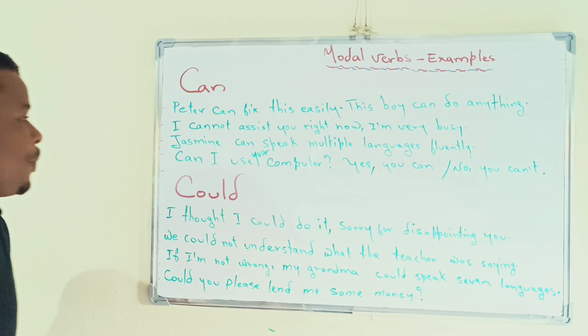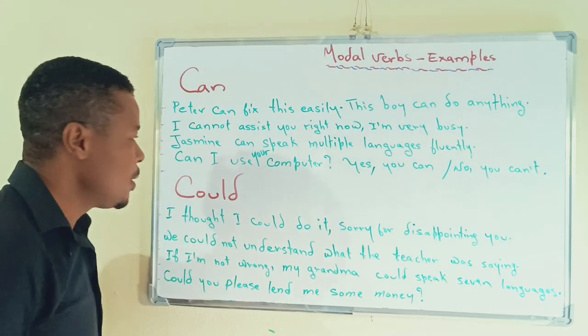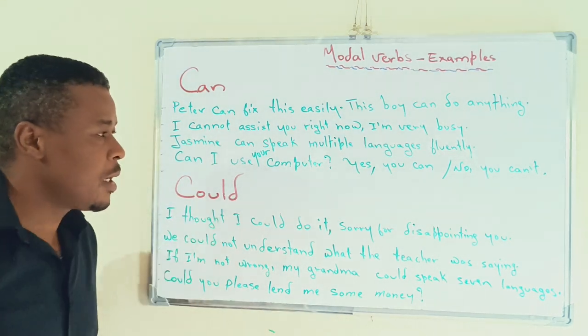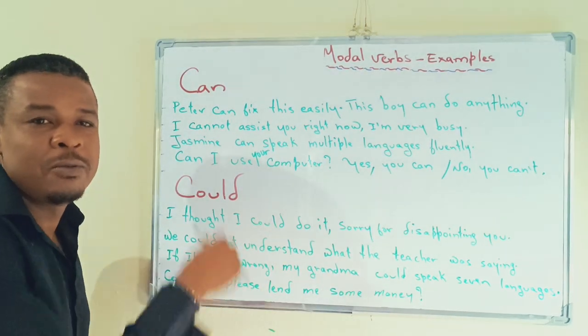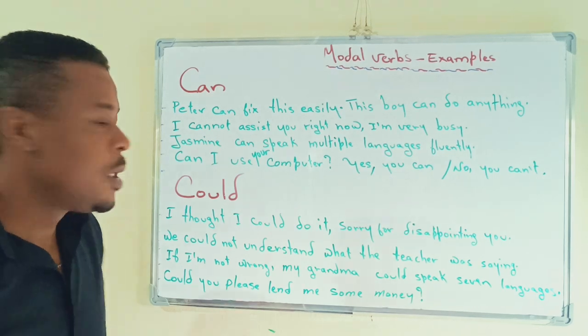All right, so let's see the last example we have here. The last example is like for permission. Para que tú veas cómo se usa, ¿verdad? El verbo can para pedir permiso de algo.